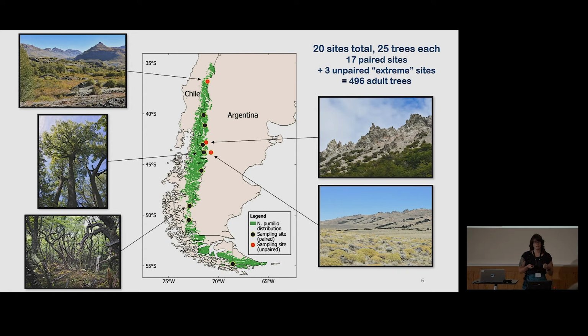So each one of the black dots is a site pair. We intended to have 9 of them, but we ended up with 8 due to some geographical constraints. And then in addition, we had 2 planned xeric sites. These are the red dots in the center.